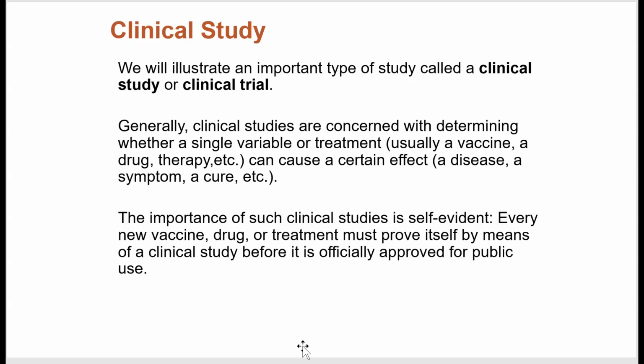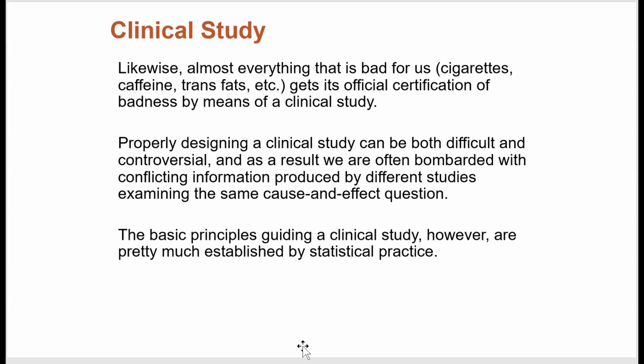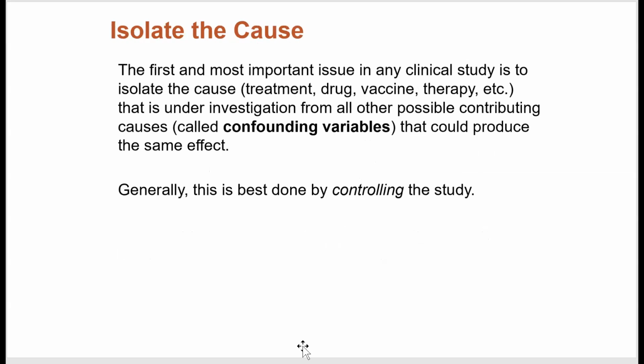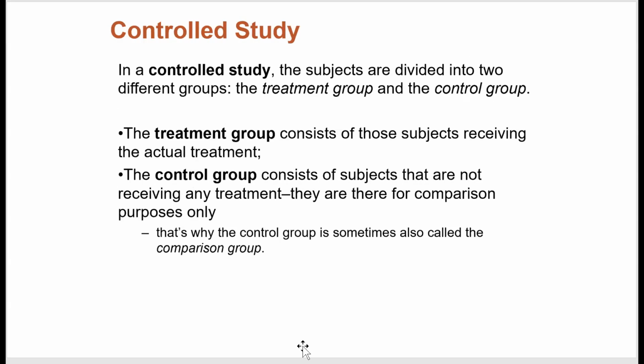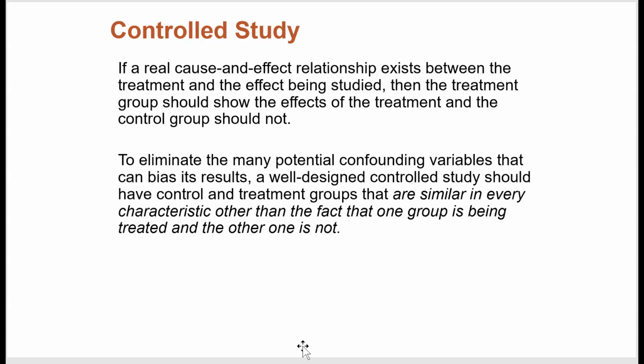So we've got clinical studies and clinical trials. A clinical study is when we're trying to determine whether a single variable can cause an effect. We want to be really careful about how we're conducting clinical studies. And we want to make sure that we're isolating the cause as much as possible. In a controlled study, we've got the treatment group and a control group. The treatment group is receiving the treatment, and the control group is not receiving any treatment. The goal of this is to really determine a cause and effect relationship between the treatment and non-treatment.